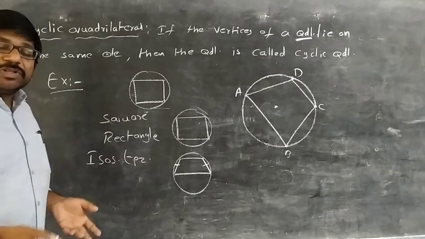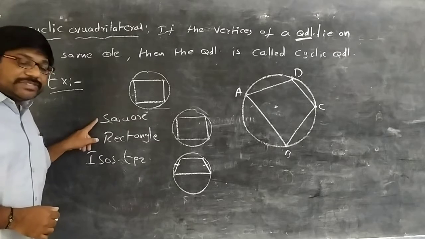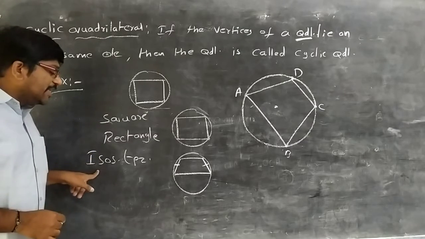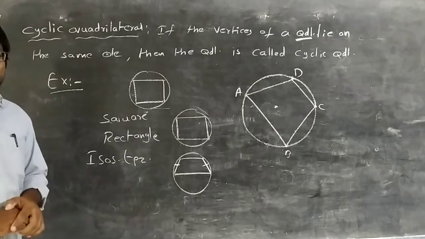What are the examples of a cyclic quadrilateral? If asked, we have to write square, rectangle, and isosceles trapezium. That's it. Okay, right? So this is the cyclic quadrilateral.